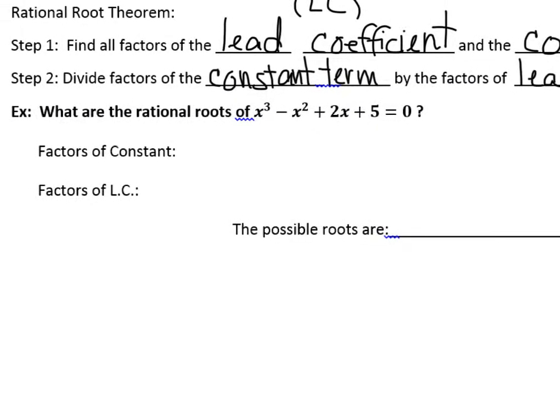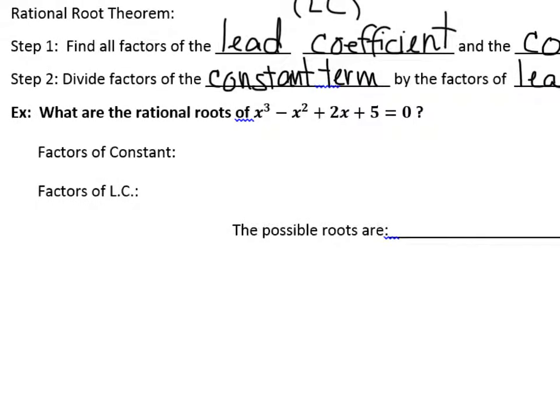So, the first thing we need to do is find factors of the constant. So here's our problem. x cubed minus x squared plus 2x plus 5. Well, the constant term in here is the 5. Well, what are factors of 5? I'll put that here, the constant's 5. Well, you know that it's 1 times 5. But it could also be a positive or a negative. So plus or minus 1, plus or minus 5. Sometimes there'll be more, but for right now that's it.